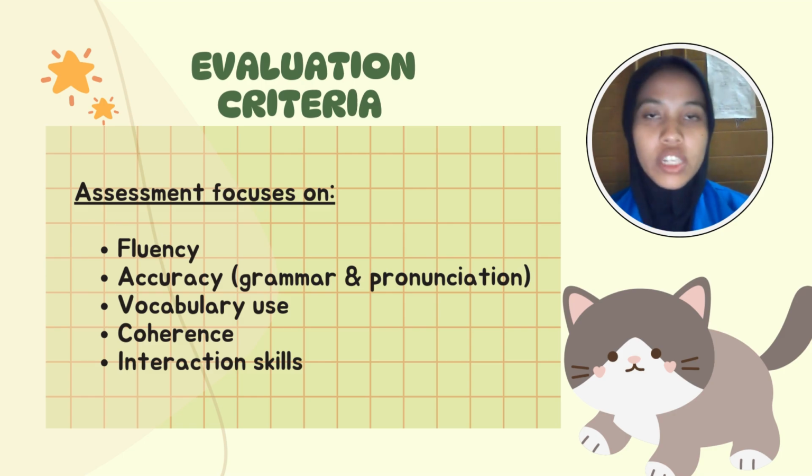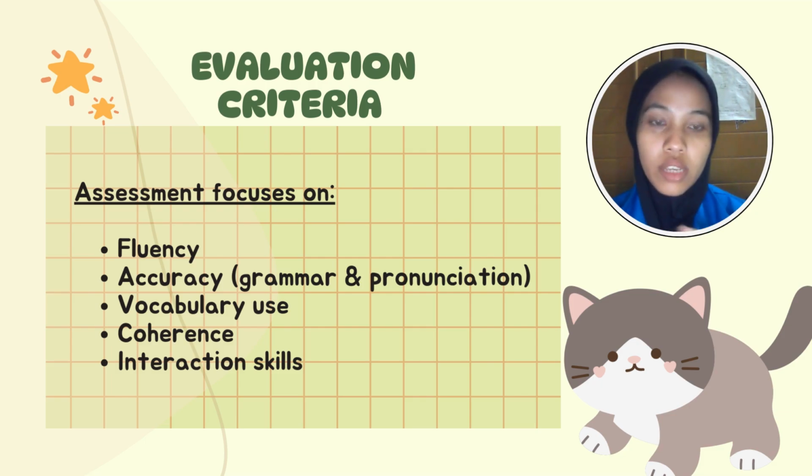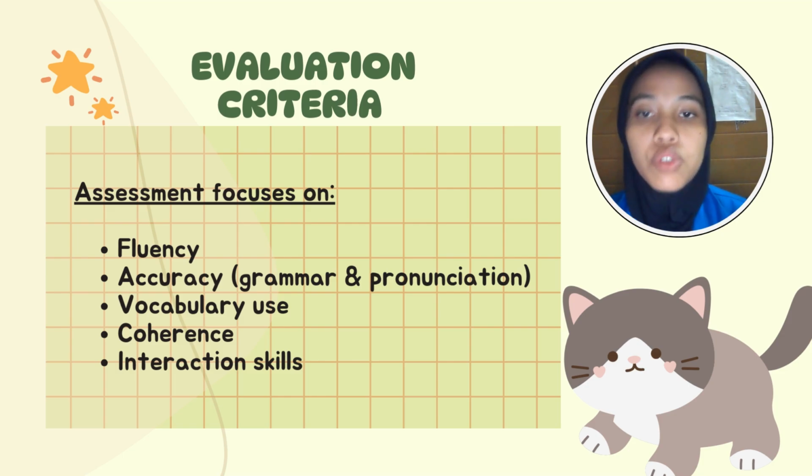Next, evaluation criteria. Assessment focuses on fluency, accuracy, which is grammar and pronunciation, vocabulary use, coherence, and interaction skills. In this slide, clear evaluation criteria are important to ensure fair and consistent scoring. Using rubrics helps reduce subjectivity and allows teachers to provide meaningful feedback.